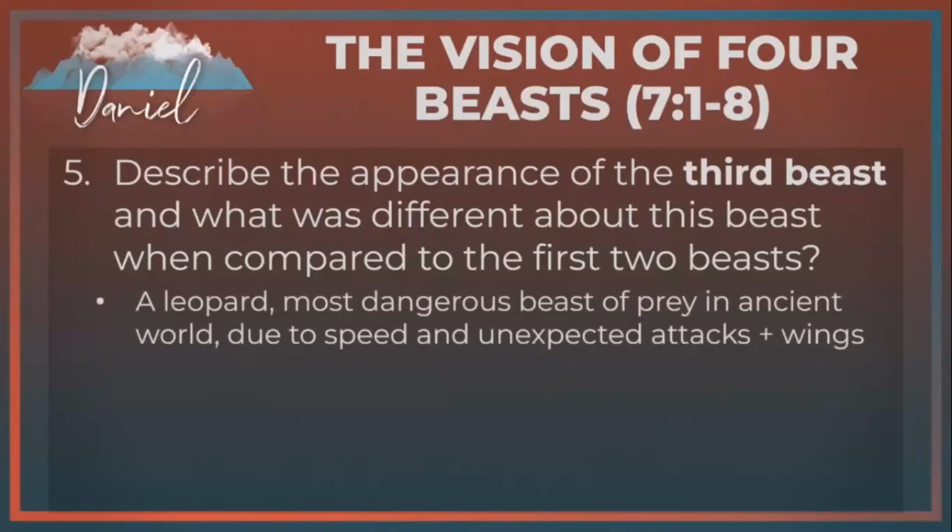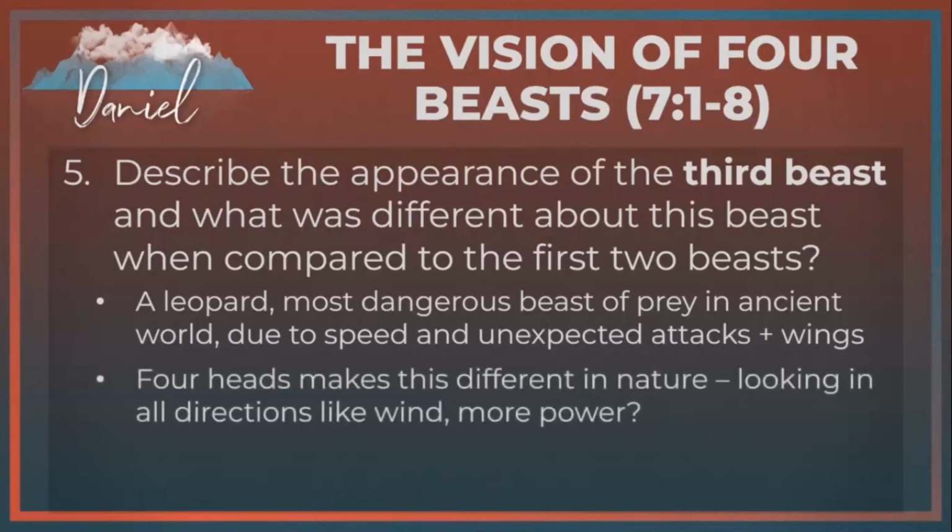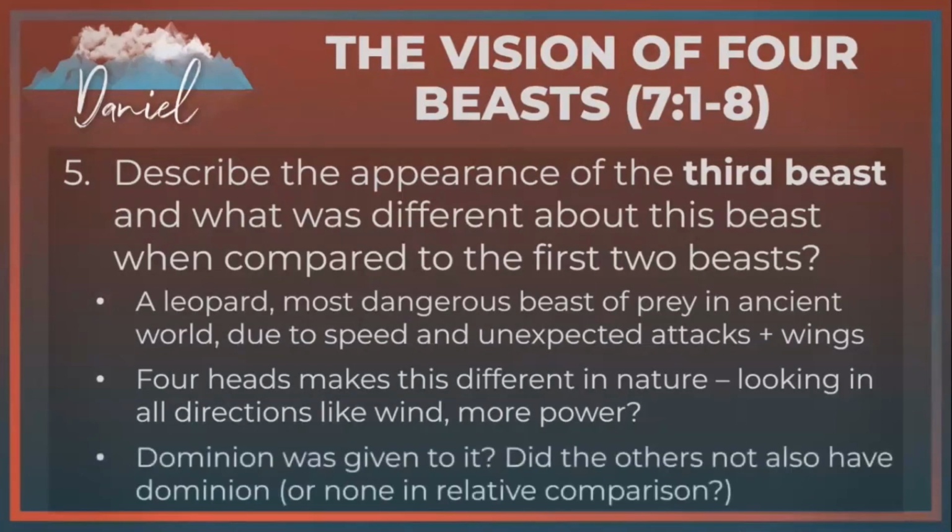So leopards are, I mean, it's not a cheetah, I guess, but leopards are still fast. But unexpected, it's got wings too. It's going to go even faster here. Not only that, but it also has distinguishing features that most leopards don't have. Wings and four heads together there, right? So that makes it very different in nature. Maybe like the winds, looking in all 4 directions or something like that. It does go all over the world. We'll see this in a second.